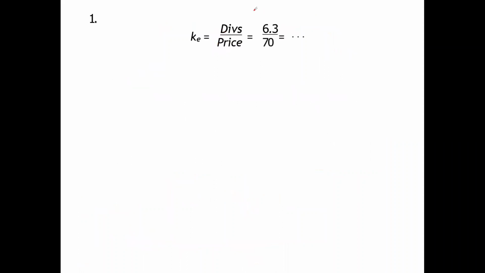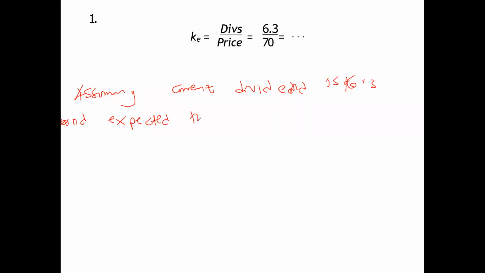Let me add my own example. So assuming the current dividend is 6.3 cedis and expected to grow at 10% forever. What is the cost of preferred stock?